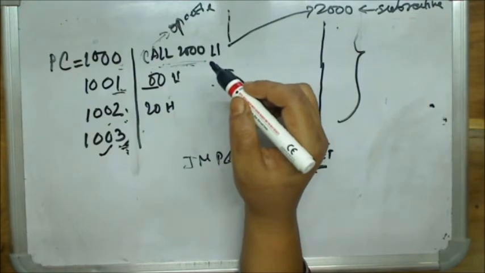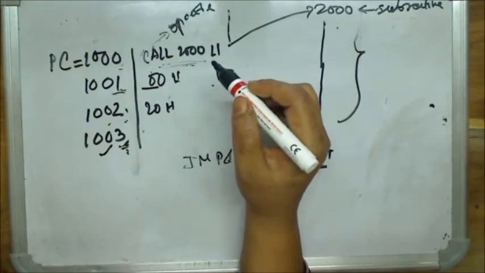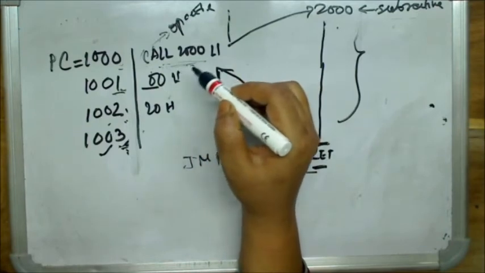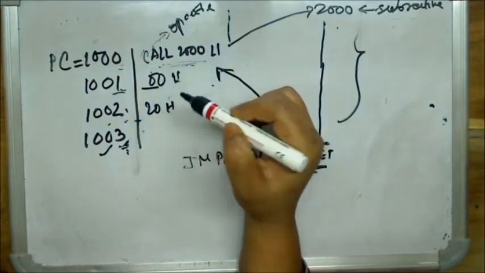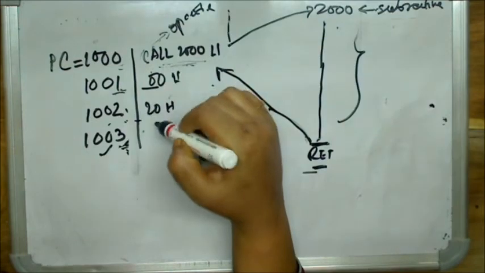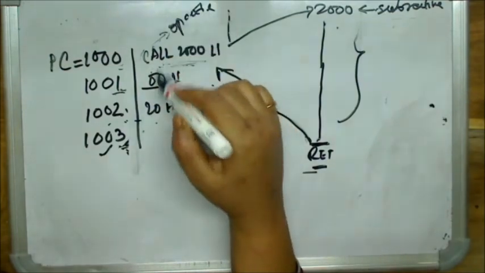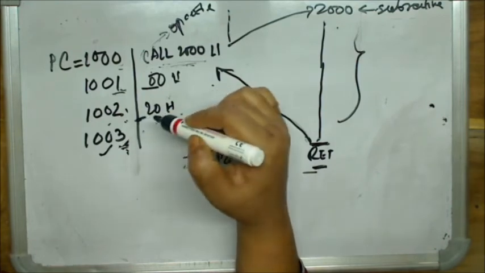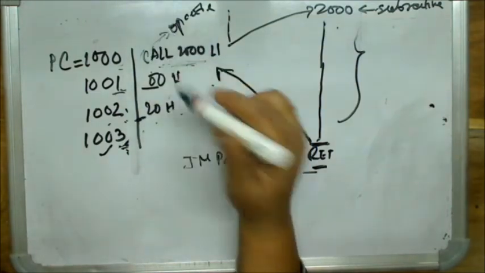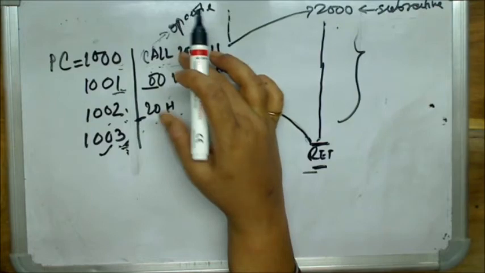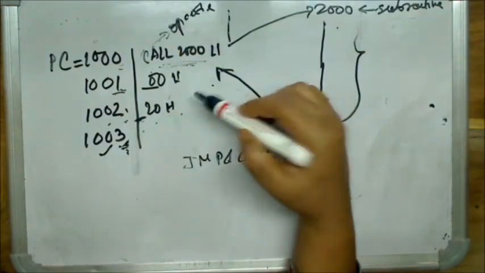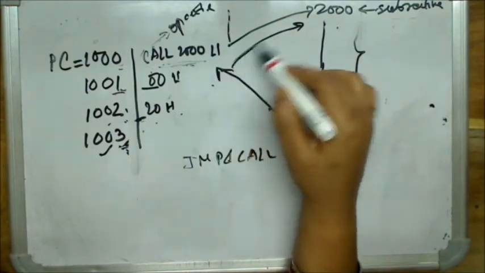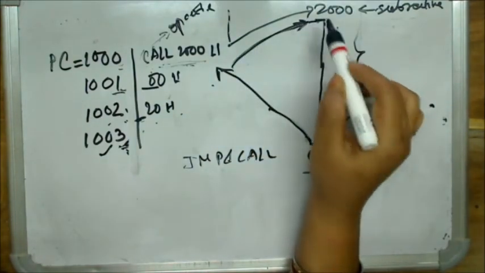Now, when you write call 2000, the program will come up to here, because in this way the whole instruction gets stored in the memory. The processor will fetch the whole instruction, and then where will it go? After fetching the whole instruction, it will go to memory location 2000H.